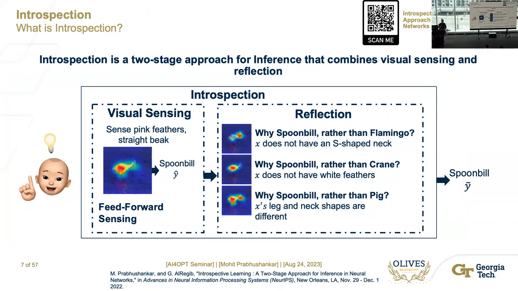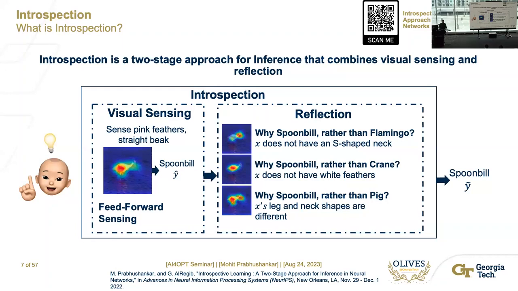You would have to reflect on the prediction that you made by asking yourself, okay, if I were given this spoonbill image, for instance, and it has highlighted this portion of the body, why is this a spoonbill rather than a flamingo? Can I come up with a good enough answer to this question? Well, the answer is that the neck of the spoonbill is basically different from a flamingo's. So if I'm able to see that the image does not have the S-shaped neck, then okay, it cannot be a flamingo. It has to be a spoonbill, and so on.